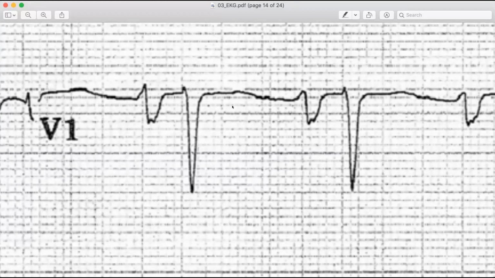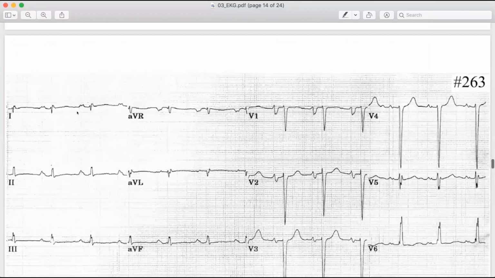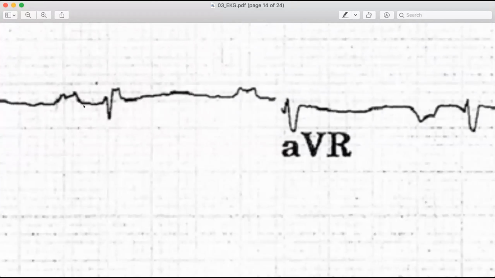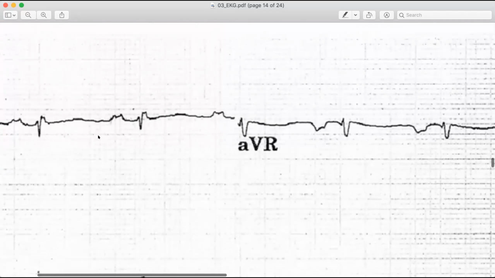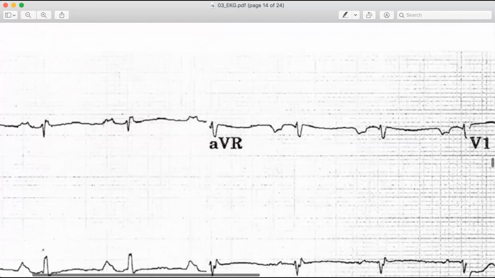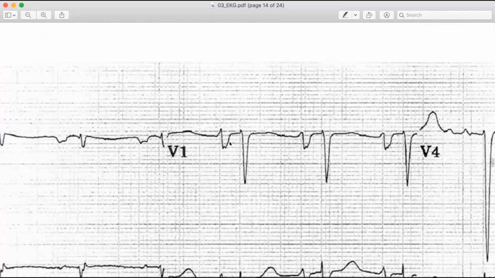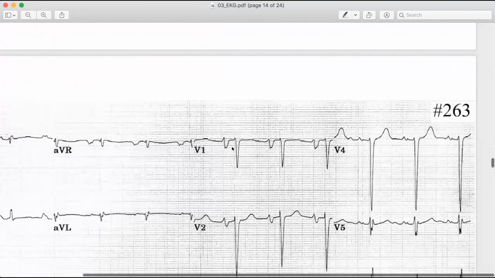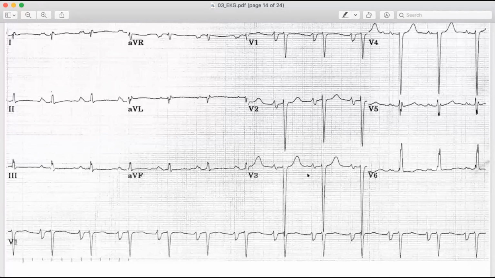Now if you go back to lead number 1, what you see in the P wave again is a notched one and wide one. So we do have a P mitrale, because it's more than 120 milliseconds and the left atrium is enlarged. What's also interesting is the deep S waves in leads V1, V2, V3, and V4, and the poor R wave progression along the precordial leads.